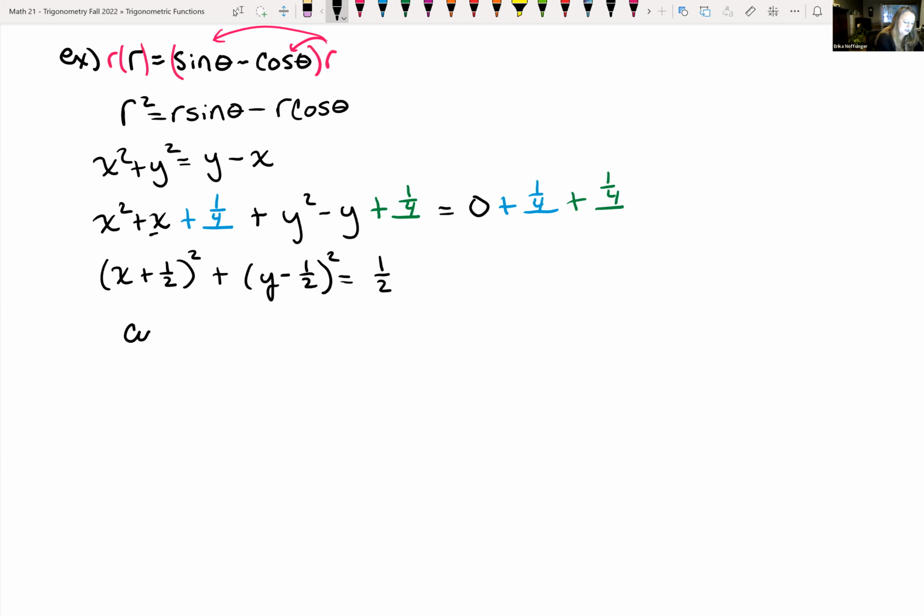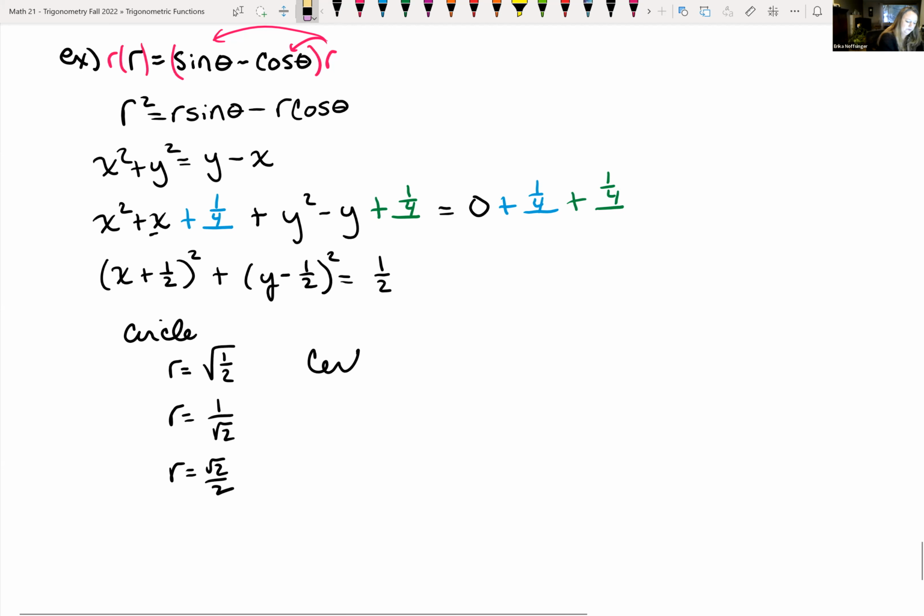So if I had to graph this, this is a circle. The radius is equal to the square root of 1/2, which is 1 over root 2, which is root 2 over 2. And the center, (h, k), so -1/2 for the x value of my center and +1/2 for the y value of my center.